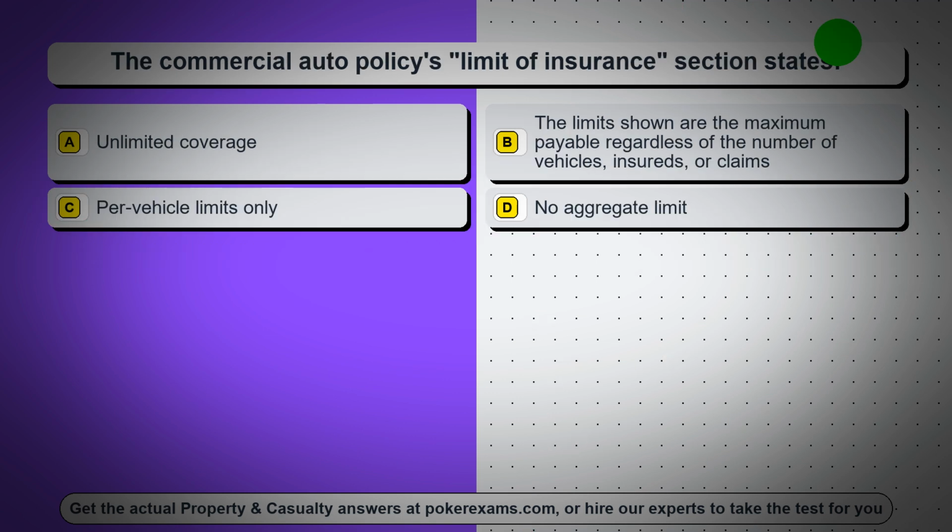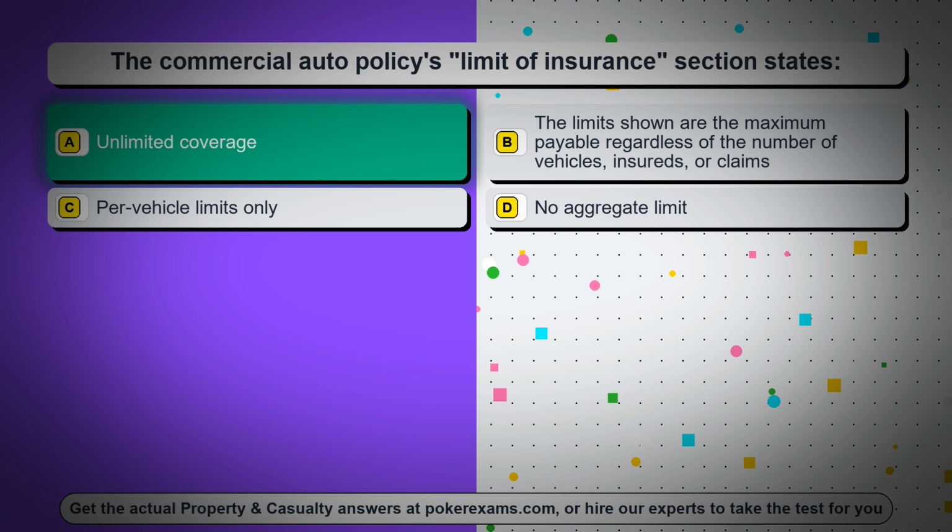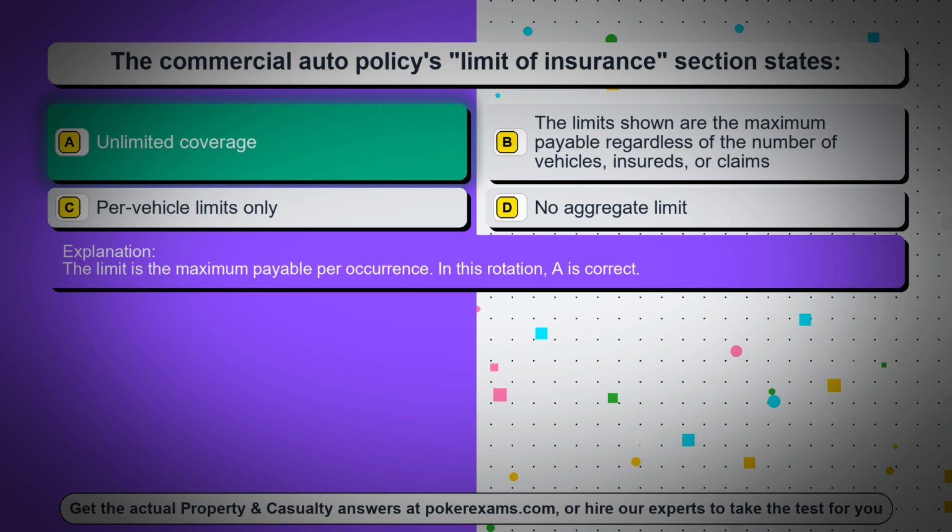Question 41. The commercial auto policy's limit of insurance section states. Option A, unlimited coverage. Option B, the limits shown are the maximum payable regardless of the number of vehicles, insureds, or claims. Option C, per vehicle limits only. Option D, no aggregate limit. The correct answer is option A, unlimited coverage. The limit is the maximum payable per occurrence. In this rotation, A is correct.